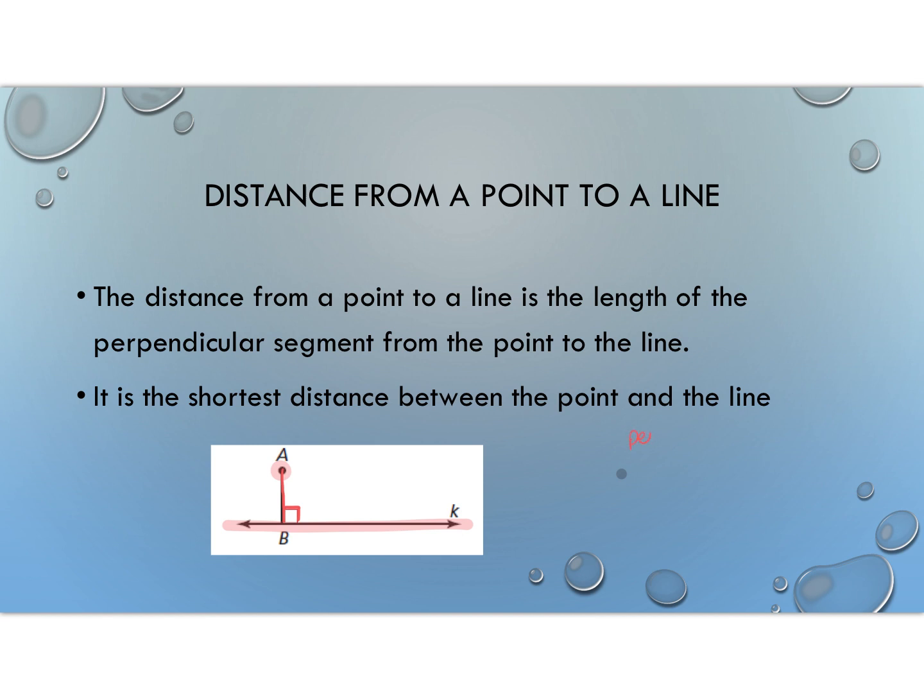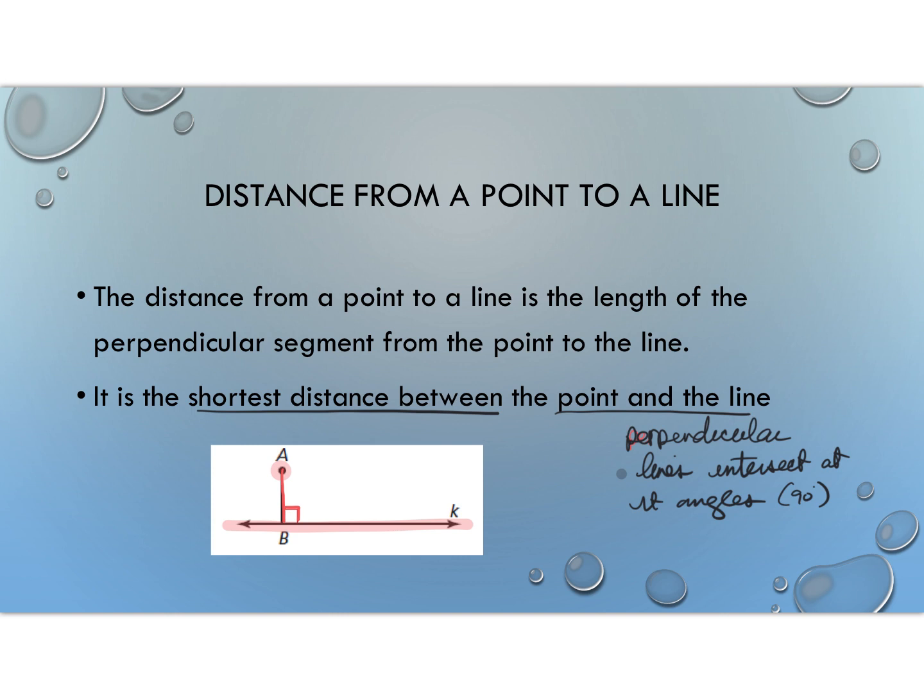Remember that perpendicular lines intersect at right angles. And what they mean by right angles is 90 degrees, right? And so, in fact, the shortest distance between the point and a line is going to be a perpendicular line. And so that is going to be the way that we are always going to measure. We're going to find a point, draw a perpendicular line to the other line, and that length is going to be the proper length that we're going to use.